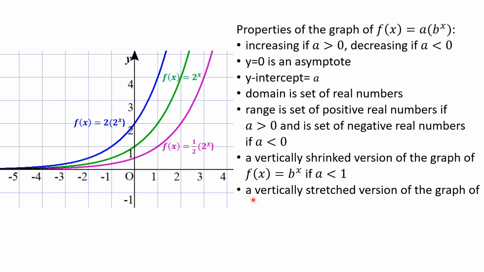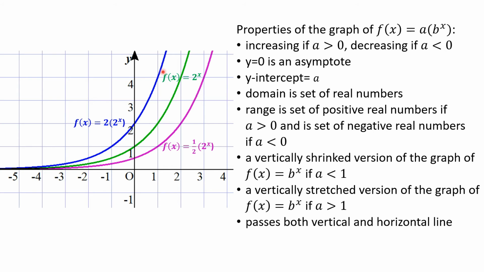However, it is a vertically stretched version of the graph of f of x equals b to the x if a is greater than 1. Just like the graph of f of x equals 2 times 2 to the x, where a is greater than 1. It is a vertically stretched version of the green curve. From (0, 1), the point becomes (0, 2). From (1, 2), the corresponding point becomes (1, 4), and so on. And each of the graphs passes both vertical and horizontal line tests.